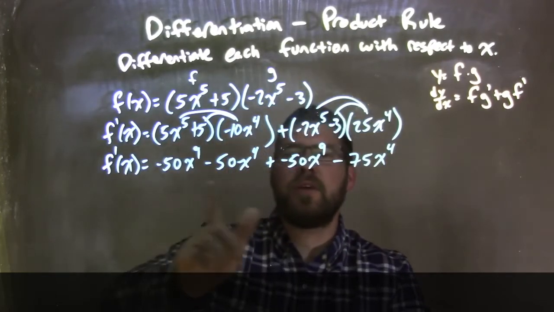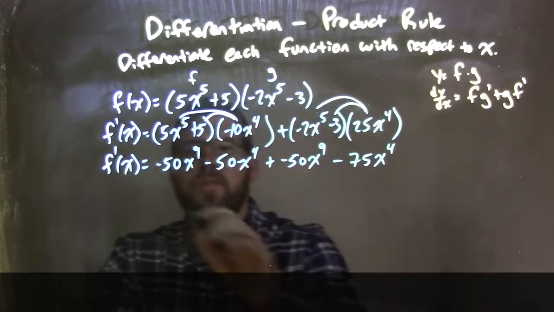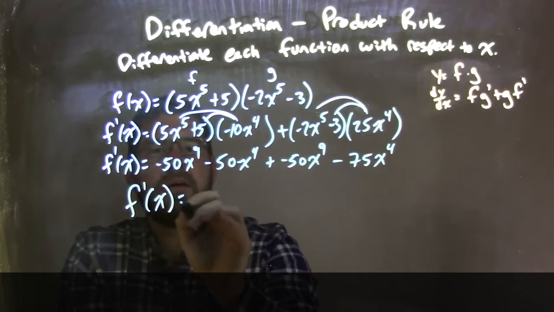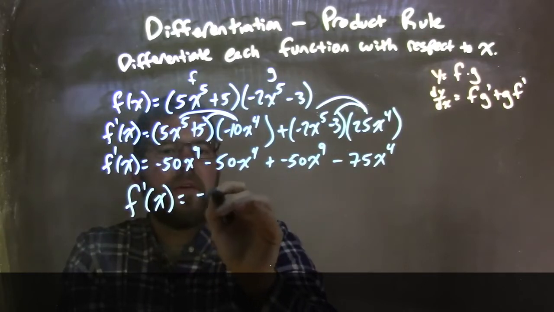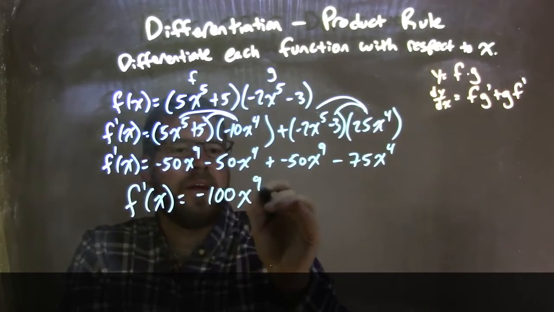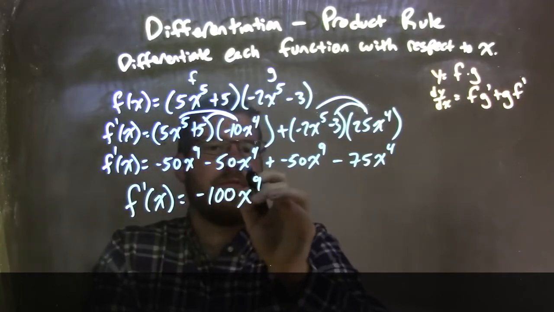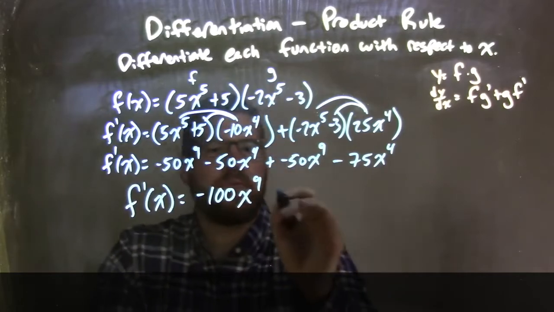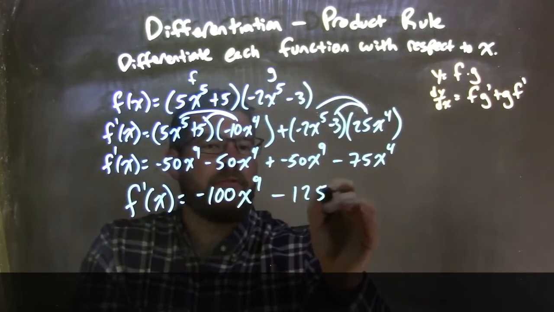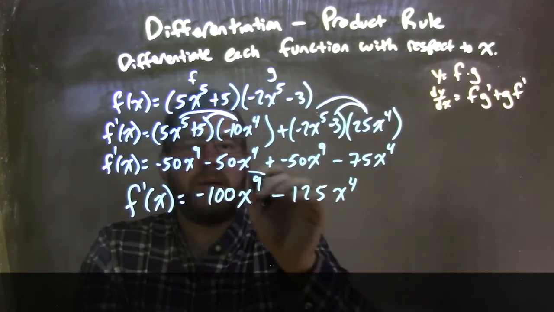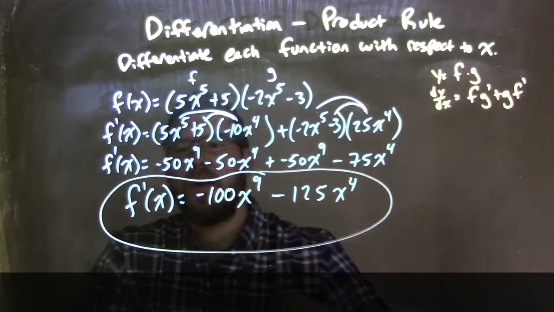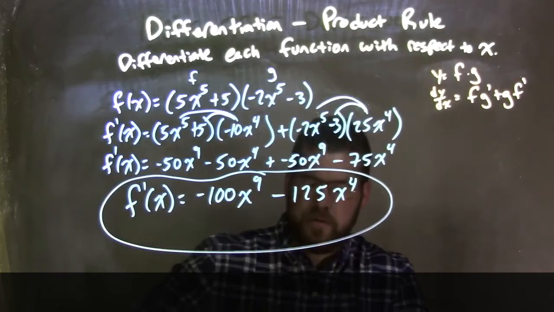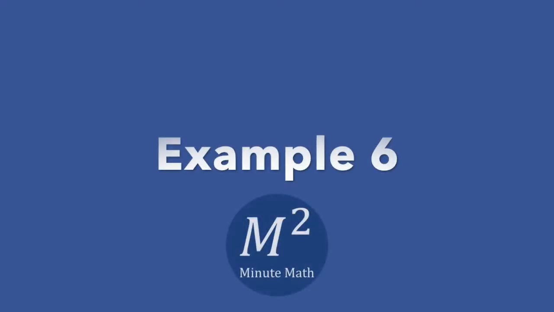So I see the negative 50x to the 9th and negative 50x to the 9th, and that's the highest degree. So f prime of x here is, well, combine those two together, negative 100x to the 9th. And then we have negative 50x to the 4th and a negative 75x to the 4th, which is a subtraction of 125x to the 4th. And there we have our answer. F prime of x is equal to negative 100x to the 9th minus 125x to the 4th.